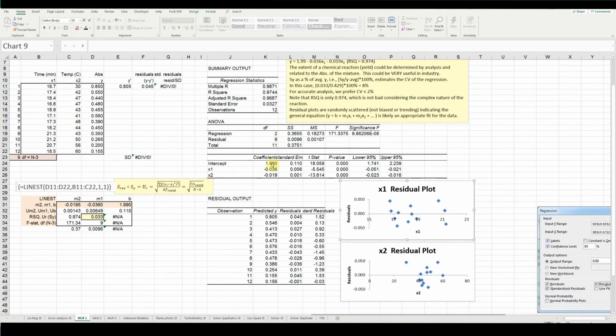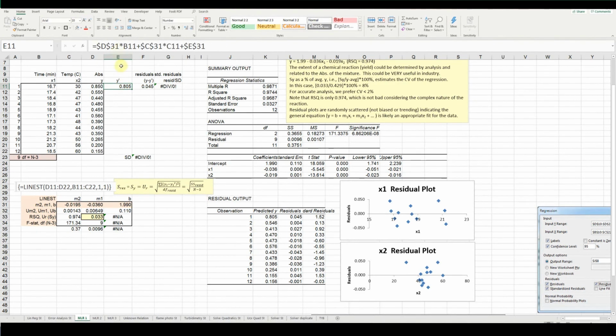Here are the coefficients, the intercept, the coefficient of the time, and the coefficient of the temperature. Here are the standard errors. Now we've also selected residual outputs, and they're listed here: predicted y's, residuals, and standard residuals. I'd like to show you where they come from and what they might be useful for. So up here, opposite the absorbance value, I have y prime. So y prime is a calculated value of y using our regression equation.